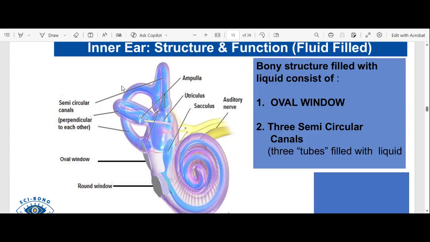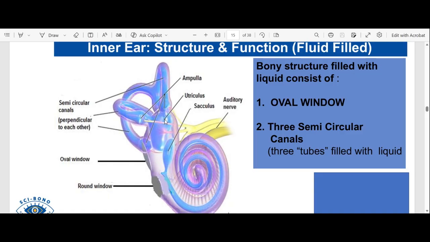Then we have our three semicircular canals, right? Which intersect each other at right angles. So they are perpendicular to each other. We can say that, right? So there are three semicircular canals. Then at the base of each and every semicircular canal, you have your ampulla. That's where you find your balance receptor called the cristae. That's where you find your balance receptor at the base, right?